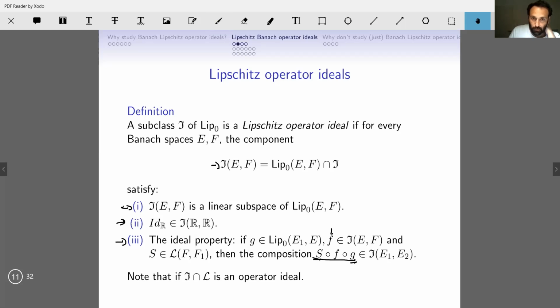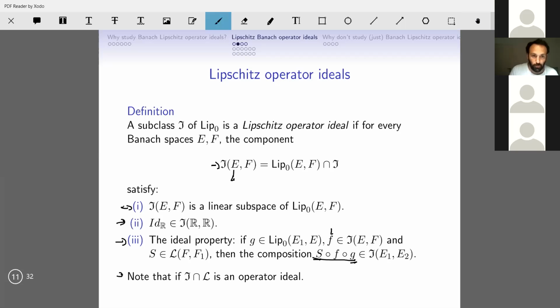First note that here we don't need E to be a Banach space. It can be a metric space, and in fact the original definition of Lipschitz operator ideals is when the domain space is a metric space, but in this talk I will just consider the domain to be a Banach space. Also note that if we take the class of Lipschitz functions and we take only the linear operators which belong to this class, we obtain a linear operator ideal in the usual sense.